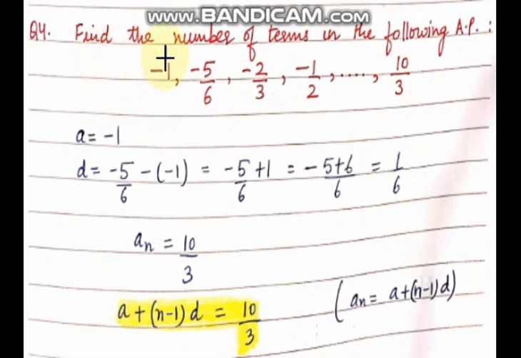Now again, in this particular question also we need to find the number of terms, and as you can see there are some rational numbers in this arithmetic progression. So we are going to start the same way as we did earlier. Here we have a as minus 1, common difference we will find by subtracting the first term from the second term, and on simplifying it is 1 upon 6. And as we see here, the last term is 10 upon 3. That is our observation. We'll be writing it ourselves now, not like in the previous question where the last term was given. Here we need to see it on our own, and write an is equal to 10 upon 3.